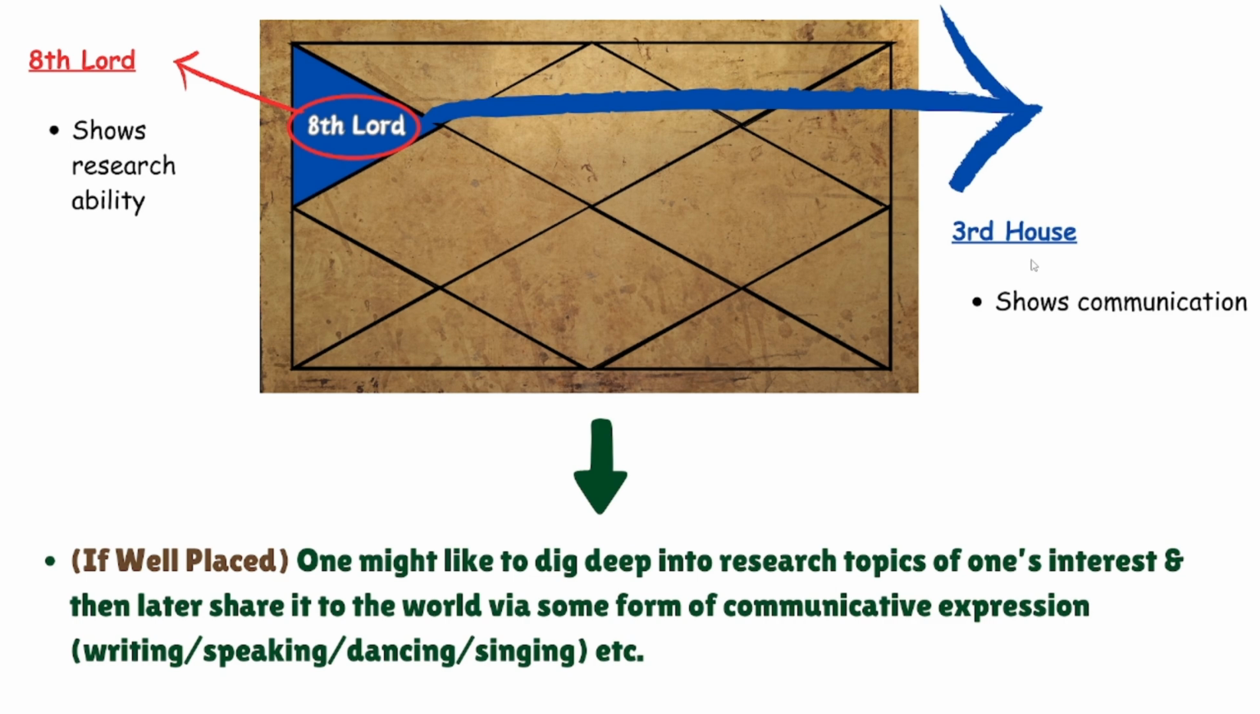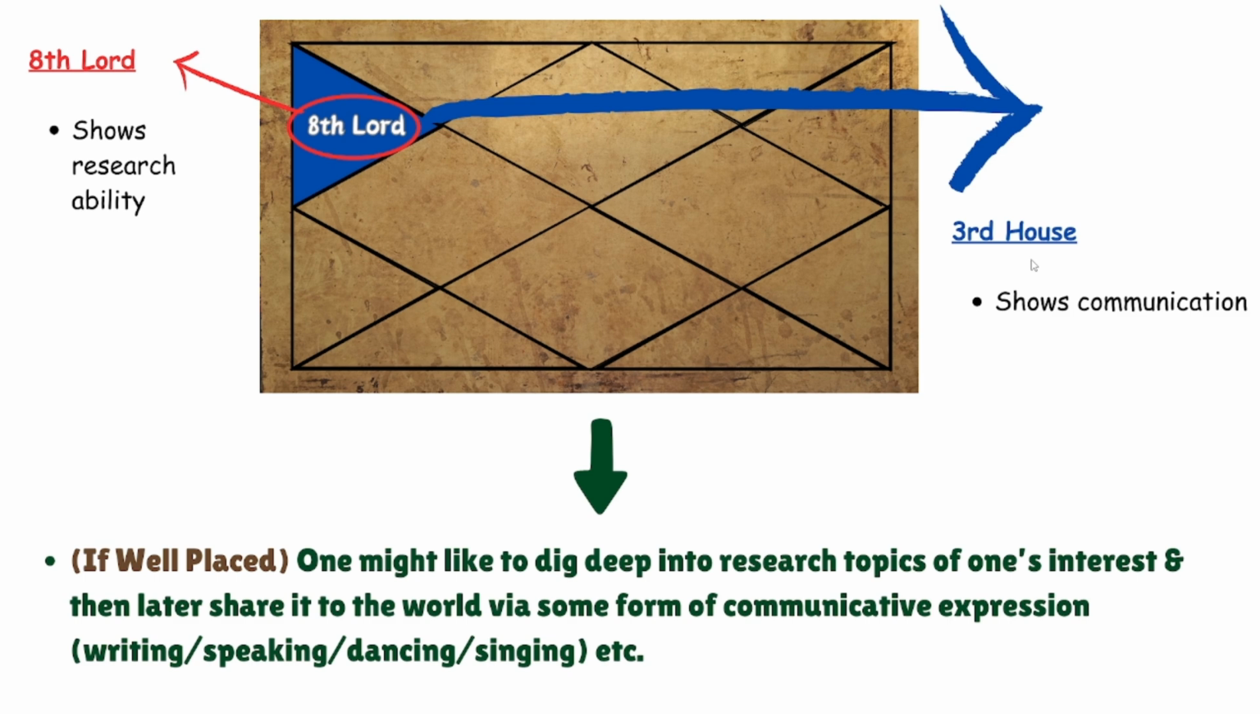Eighth lord shows research ability that one has, and third house is a house of one's communication. So, if this is well placed, then one might like to dig deep into a research topic of one's interest. For that, we can see what exactly the eighth lord is, and which zodiac sign is placed in the third house. Once the person researches those topics, that person can also share it with the world via different communication media, social media channels, online media, or physical, like verbal presentation. Okay, any form of communicative expression, maybe writing, speaking, dancing, singing.